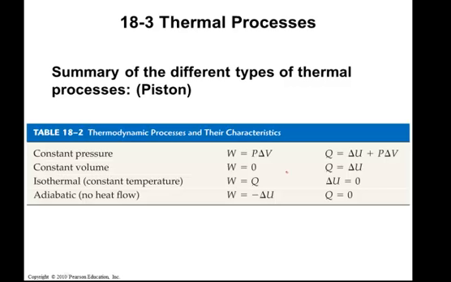So these are the different types of processes, and the problem on your assignment is called dealing with pistons. It's going to be looking at several of these kinds of relationships. So at constant pressure, work is P delta V. At constant volume, we know there's no change in volume, so the work is 0. If it's isothermal, that means that we're at a constant temperature. So in that case, work is equal to Q, and delta U is 0. And if it's adiabatic and there's no heat flow, that means there's no Q, so the work is equal to your negative delta U.